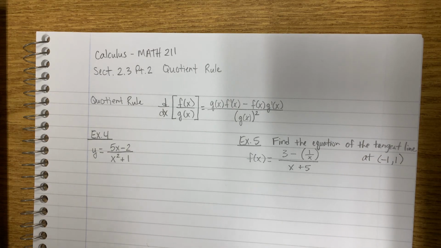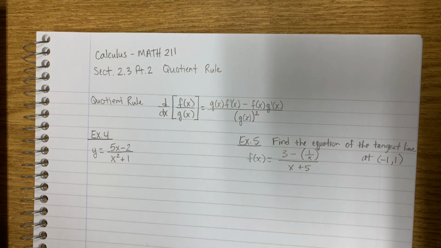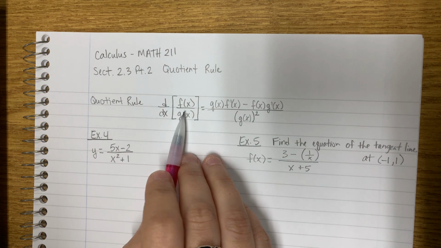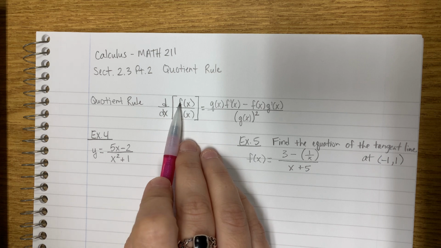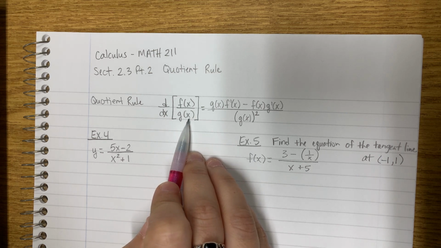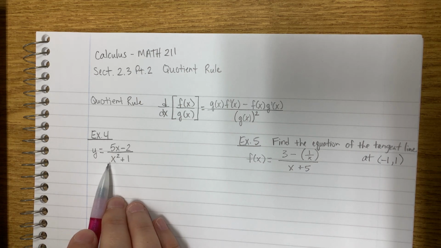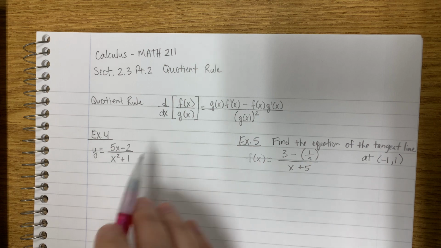Okay, so part 2 of section 2.3 is quotient rule. So quotient rule is a little more confusing. Basically, you have a function on top and a function on bottom. They call them f of x and g of x. So in this one, f of x is 5x minus 2, g of x is x squared plus 1.